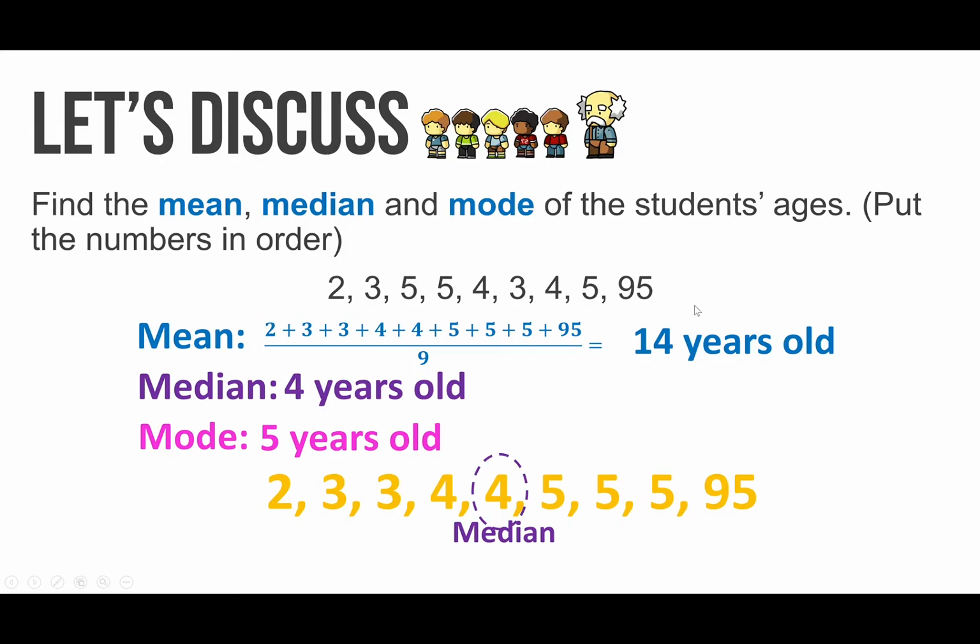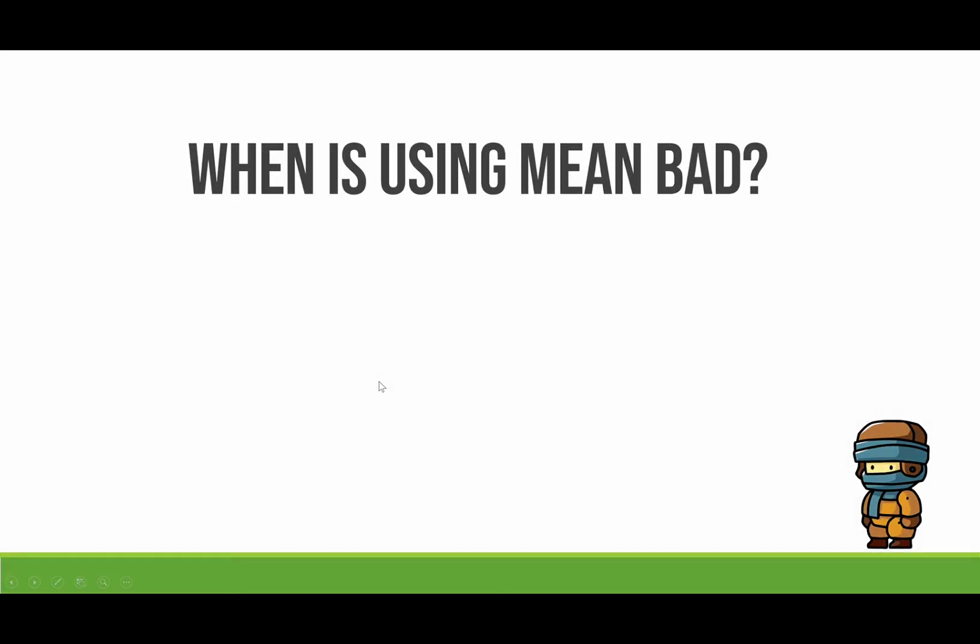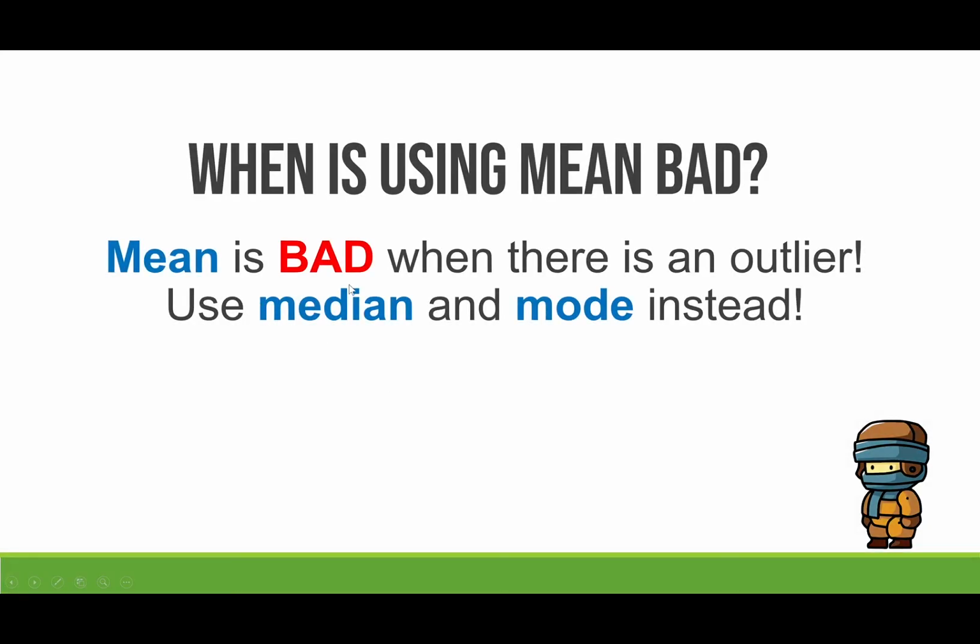That does not make sense. The mean is sometimes bad. When is the mean bad? Let's talk about that. When is using mean bad? Mean is bad when there is an outlier, right? Remember how the old man skewed everything to the right. Because he skewed the data to the right, using the mean is bad. So instead, you would use median and mode instead, okay?